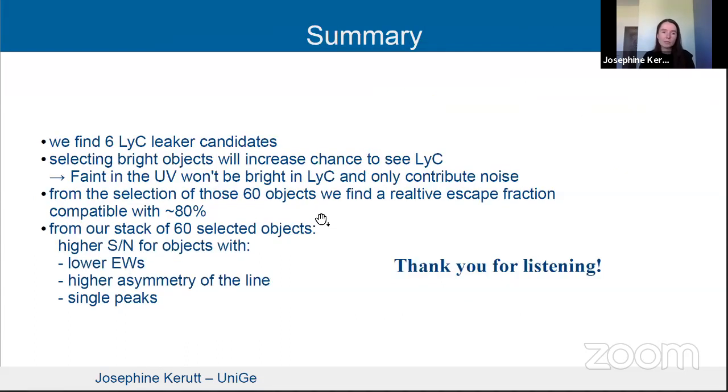So this is my summary. As I said, I detected 6 individual Lyman continuum candidates. I am making a specific selection to only include objects in the stacks that would contribute to them. I find escape fraction compatible with 80%, and I find a higher signal to noise for the lower half of equivalent width, higher asymmetry, and for single peaks. And with this, I thank you for listening, and we'll take questions.